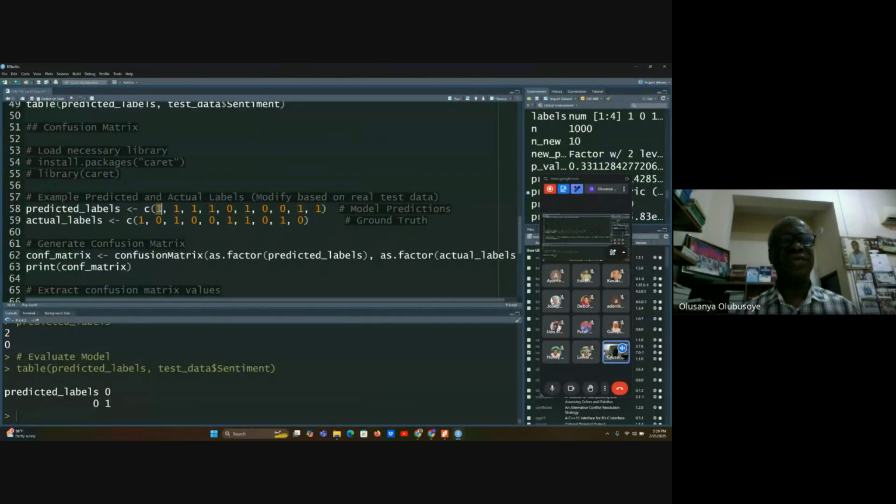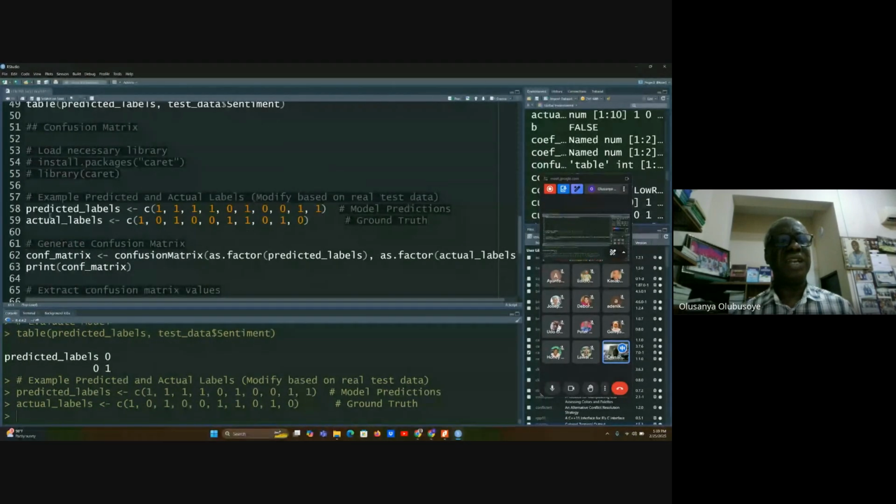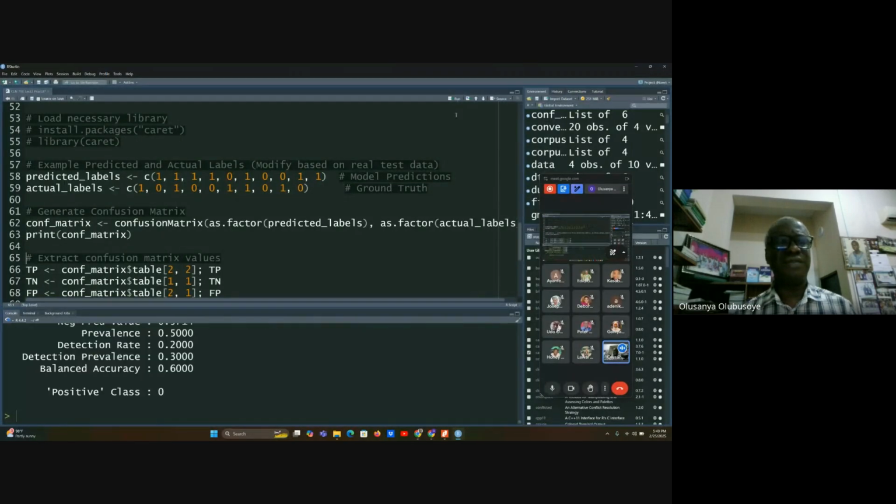Let's say you have this data. This is predicted to be 1, but the actual is 1, which means you have classified that it is positive and the actual is positive. So anytime you see 1, remember positive. When it's 0, it's negative. These are the predicted labels, and these are the actual labels. We can use this data to generate a confusion matrix. So let's generate the confusion matrix, and let's print it.